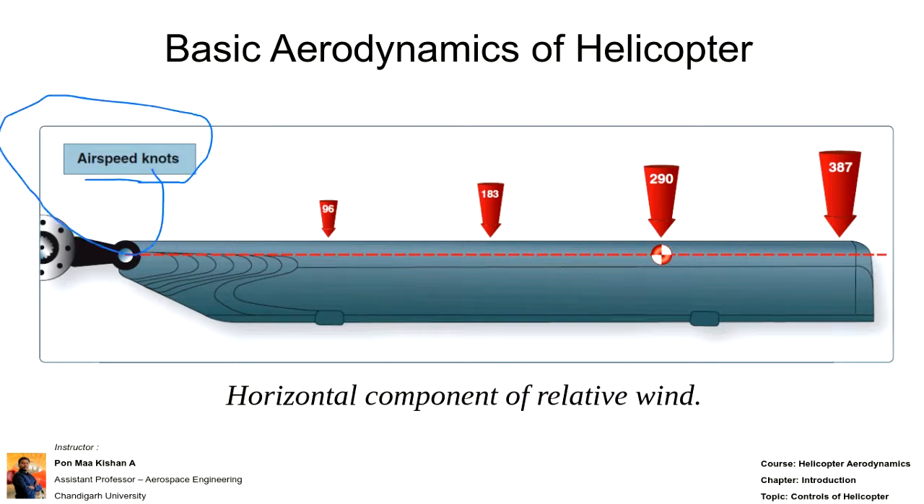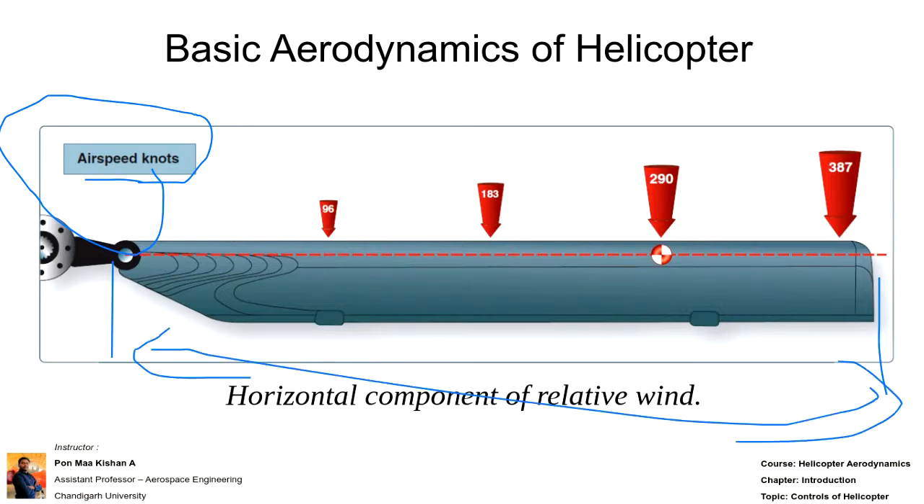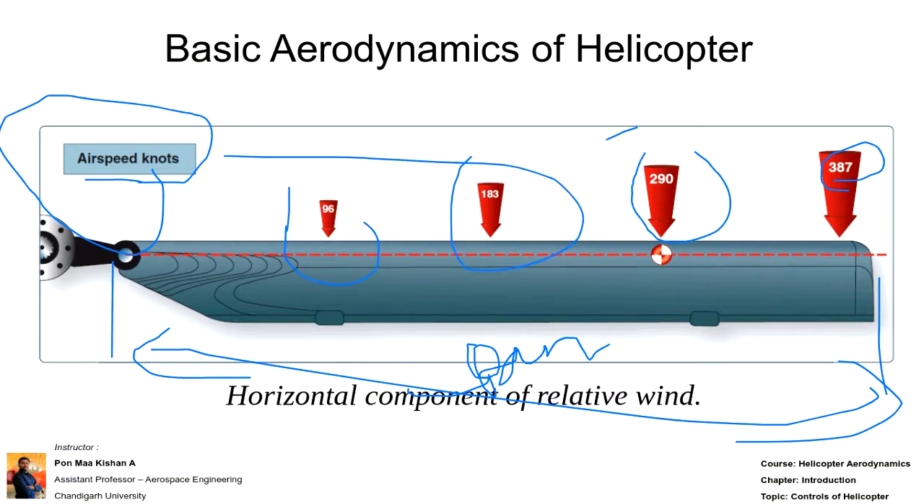Okay. So this is our blade span, right? So this is our span. So span is given, and at the tip, it is 387 knots. Along the span, it starts to reduce. Okay. So the rotational speed is reduced. The horizontal component of the relative wind will be reduced.